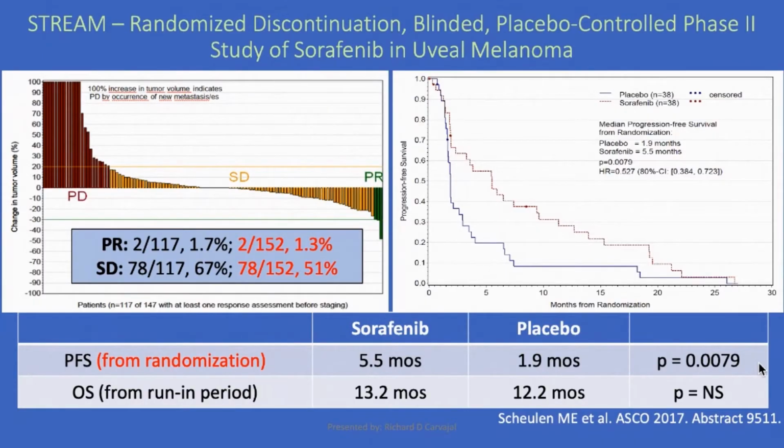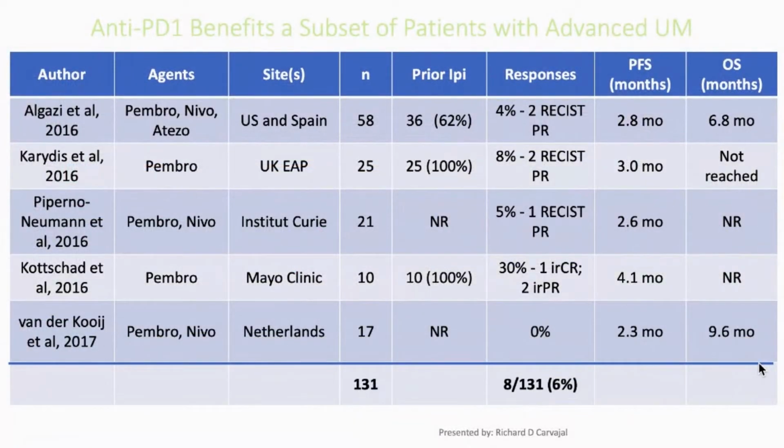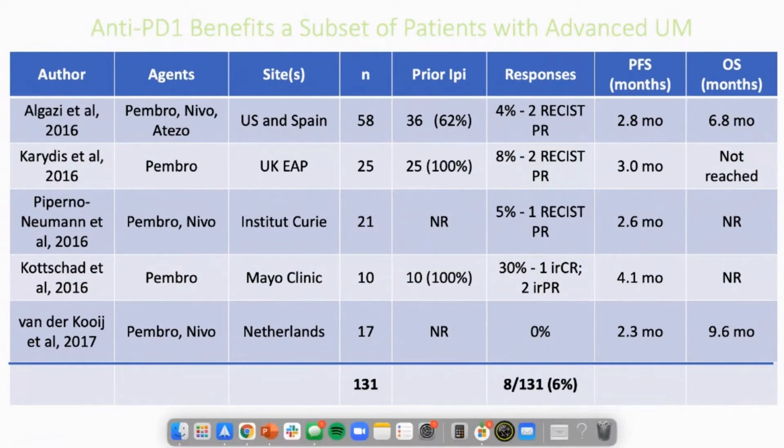I'm going to skip over this in the interest of time. And so when the PD-1 drugs were introduced into melanoma, there was a lot of interest in looking at it in uveal melanoma. And my colleague Alan Al-Ghazi looked at data for Pembro, Nivo, and Atezo clinical trials. And basically what he found was, and that's been my experience too, that the response rates were really modest.